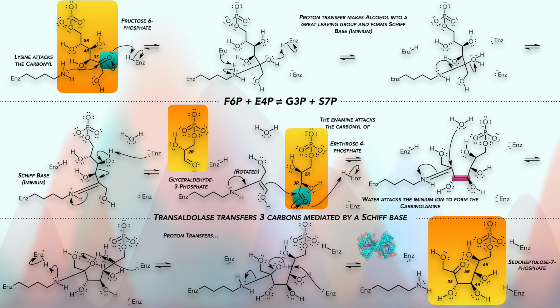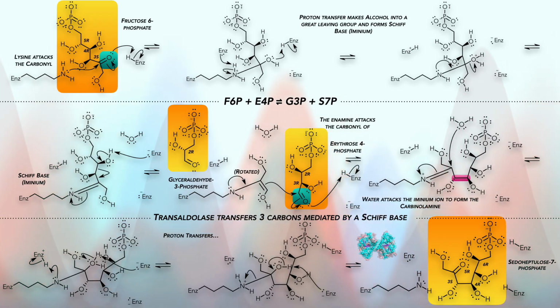A lysine attacks fructose 6-phosphate and forms a Schiff base. Cleavage releases glyceraldehyde 3-phosphate while leaving a 3-carbon dihydroxyacetone fragment covalently attached to the enzyme as an enamine. That 3-carbon nucleophile attacks erythrose 4-phosphate. Hydrolysis then releases sedoheptulose 7-phosphate and regenerates the lysine.